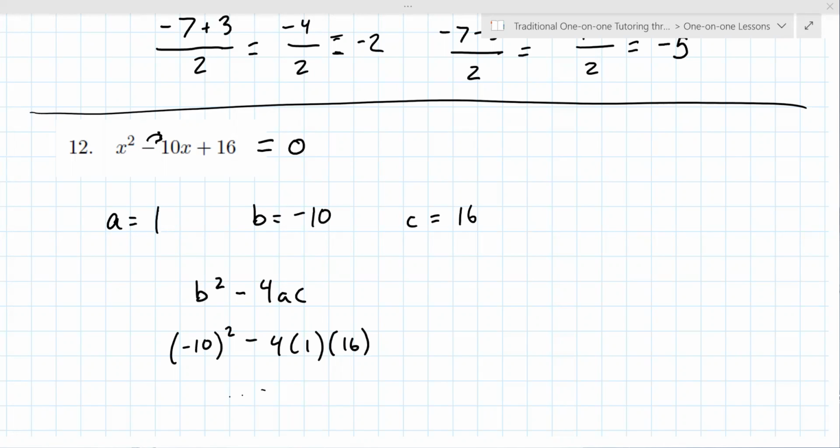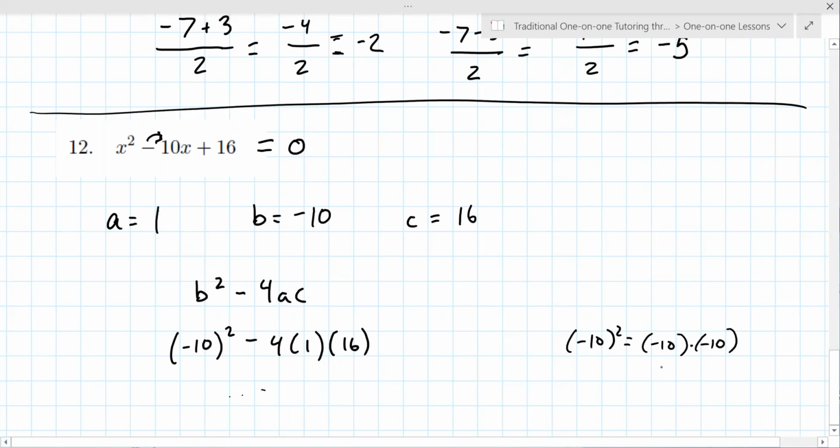-10 squared means -10 times -10. You're multiplying. What is 10 times 10? 100. Okay, and a negative times a negative is positive, so 100. Minus, what is 4 times 1 times 16? 64.